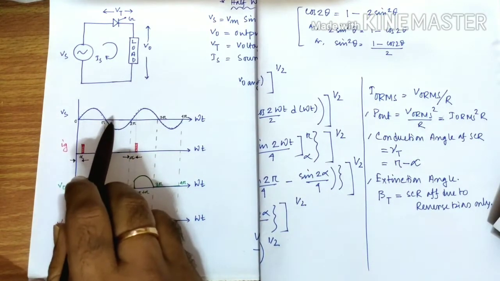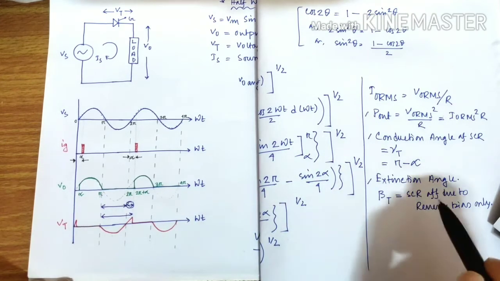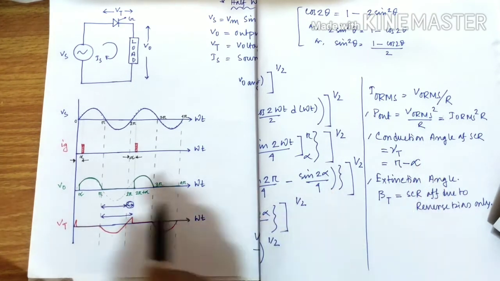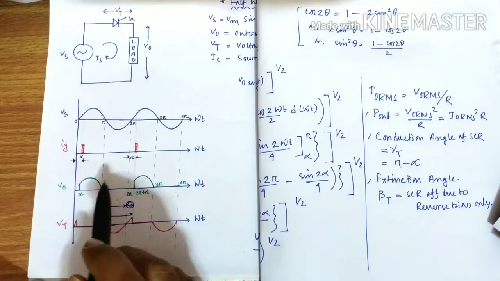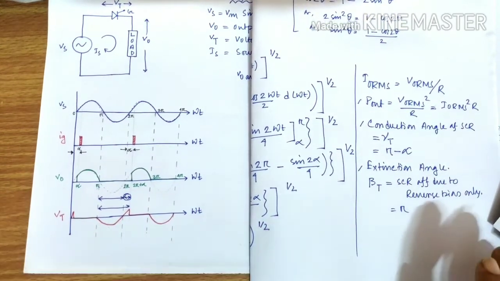That means SCR is off only due to reverse bias condition. So SCR is facing reverse bias only between pi to 2 pi. So that is called the extinction angle. So what is the value? 2 pi minus pi, that is only pi. So extinction angle is pi.